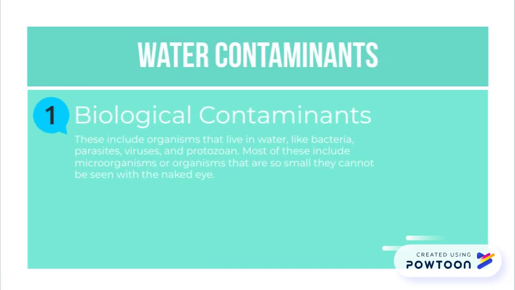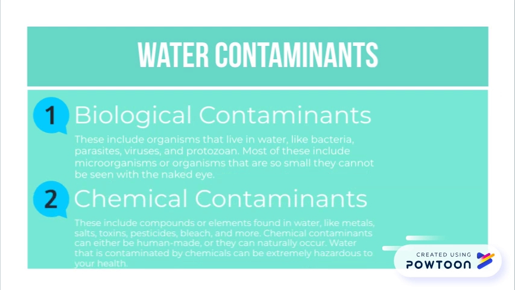So for the water contaminants, first is biological contaminants, which include organisms that live in water like bacteria, parasites, viruses, and protozoan. Another is chemical contaminants, which include compounds or elements found in water like metals, salts, toxins, pesticides, bleach, and more.